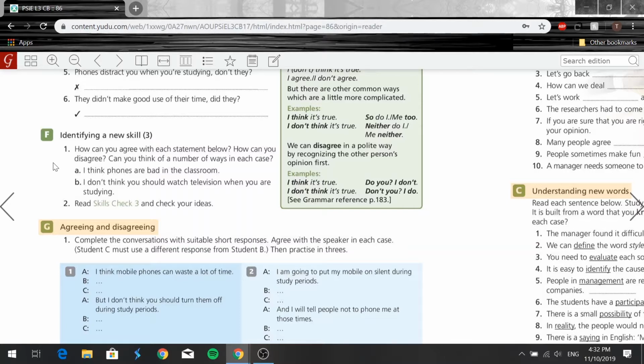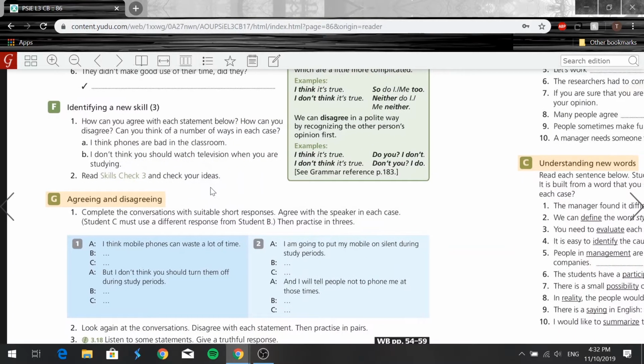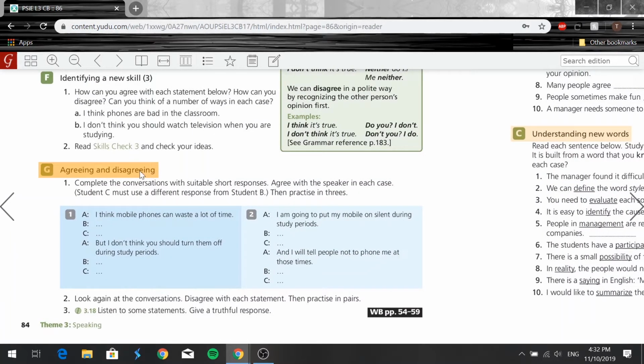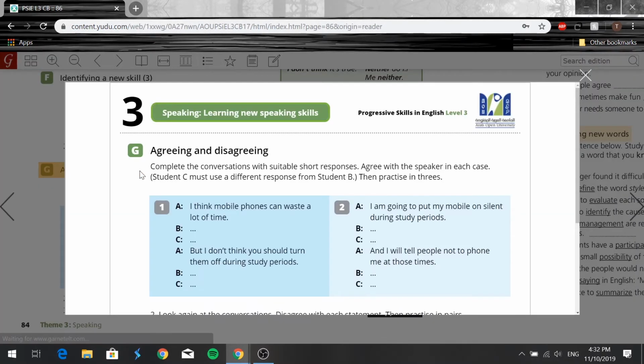Here we have read skills check 3. Alright, so we already did that. This was a simple exercise. Now let's go to a more complicated one. Exercise G, agreeing and disagreeing. Alright, what do we have here?